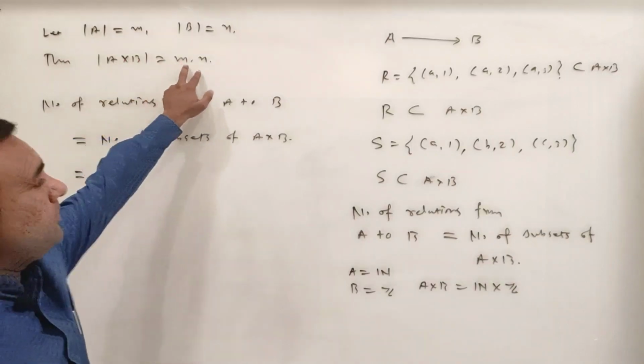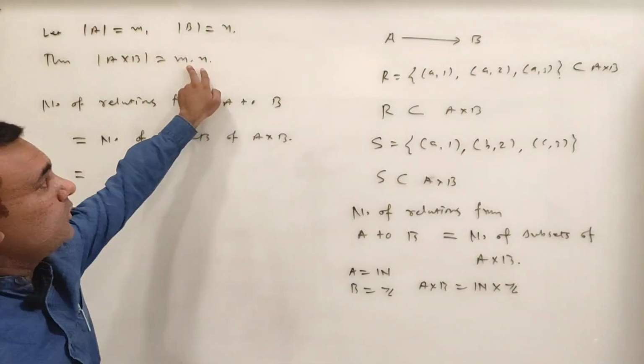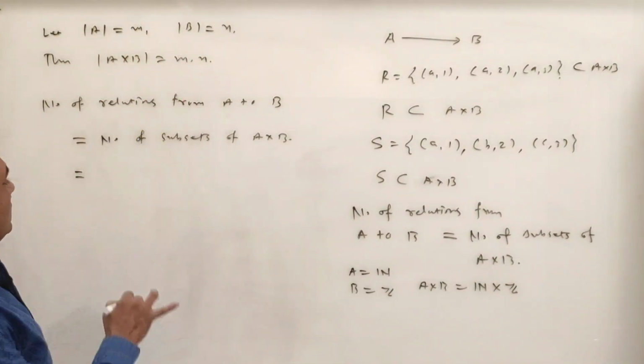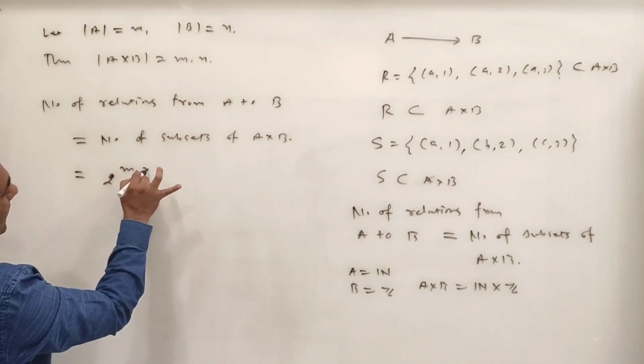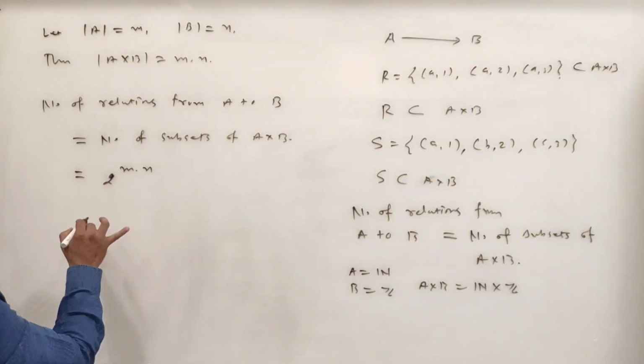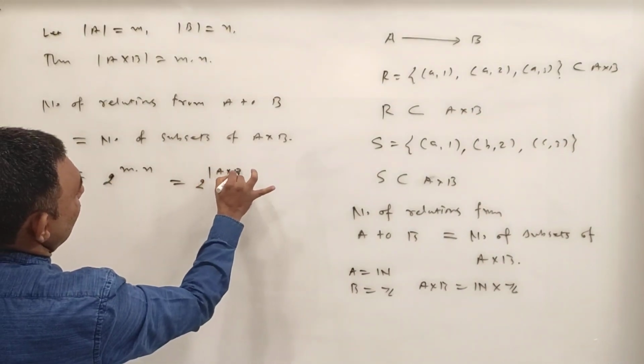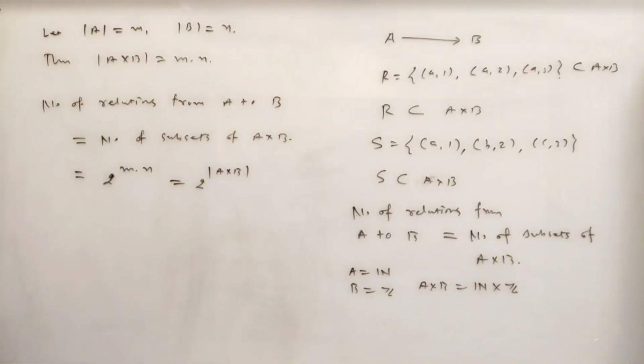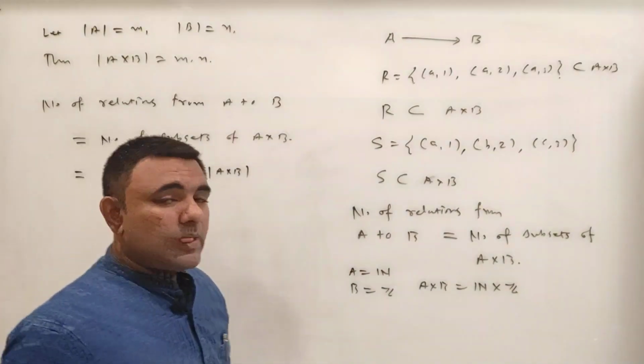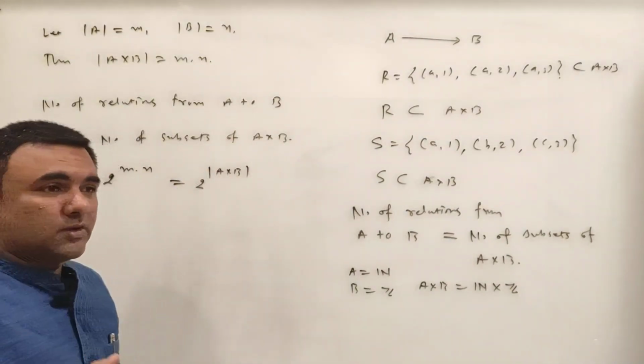अब A cross B में M into N एलिमेंट्स हैं, तो उसके सबसेट्स कितने मिलेंगे? 2 raised to M into N. Or you may say it is 2 raised to, what is M into N? M into N is cardinality of A cross B. So this is the formula for the number of relations from A to B.